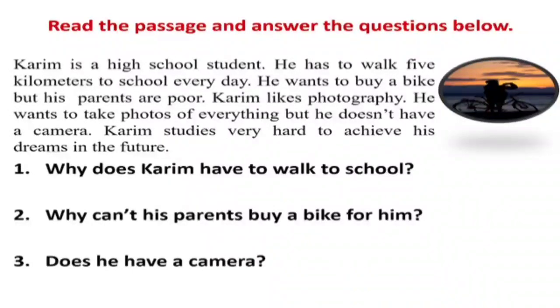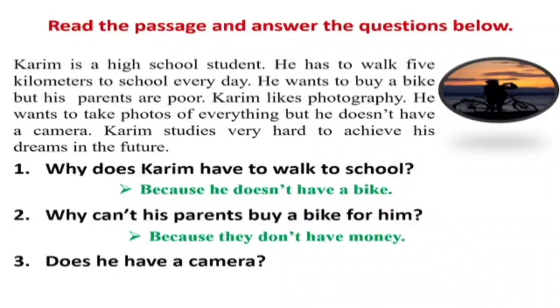Okay, I guess you got them right, so let's answer these questions. Yes, number 1, why does Karim have to walk to school? Yes, very good. So it's because he doesn't have a bike. Very good. Number 2, why can't his parents buy a bike for him? Yes, very good, because they are poor. They don't have money, or they are poor or don't have money for that. Very good. 3, does he have a camera? Very good. No, he doesn't.